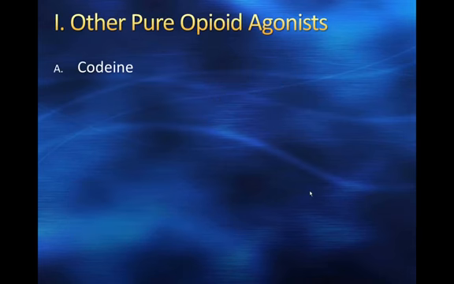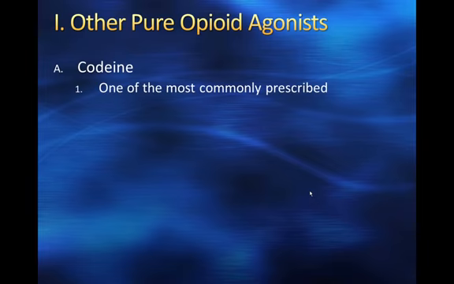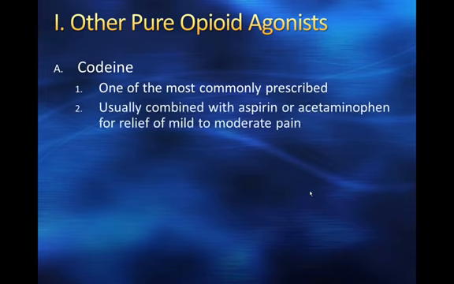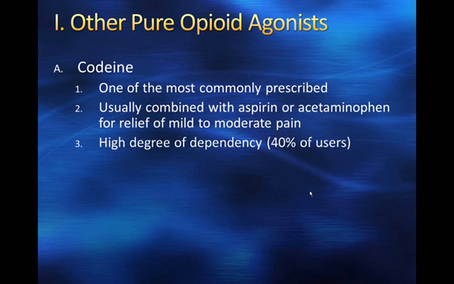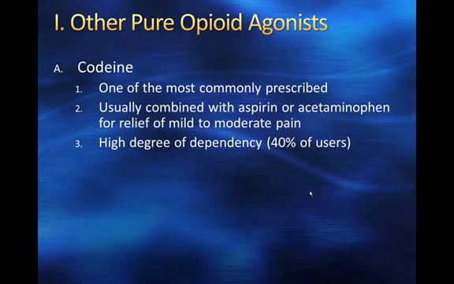The first pure agonist we'll talk about is codeine. It's one of the most commonly prescribed pain relievers and also cough medications. It's usually combined with aspirin or acetaminophen for the relief of mild to moderate pain. Has a high degree of dependency. About 40% of people who use codeine do so for its dependency and not for its pain relief.